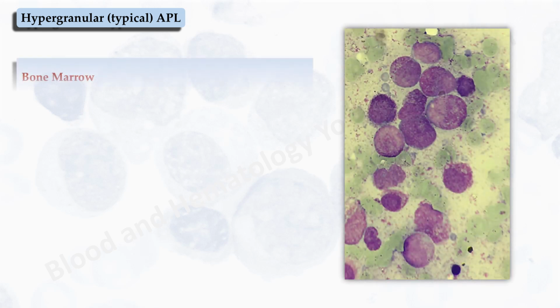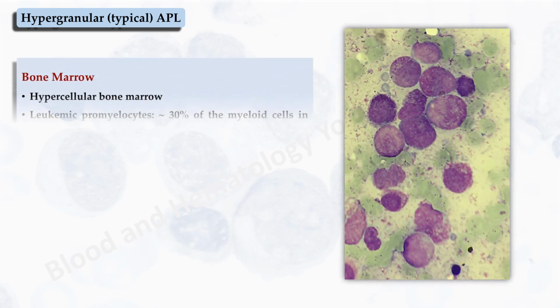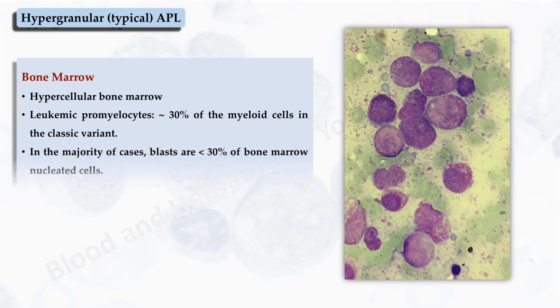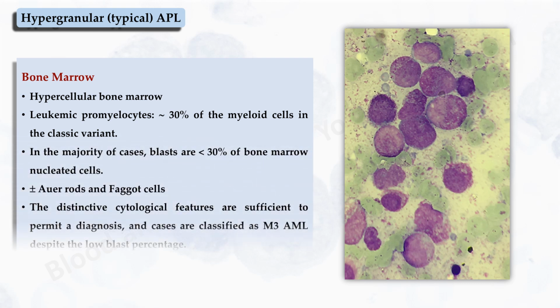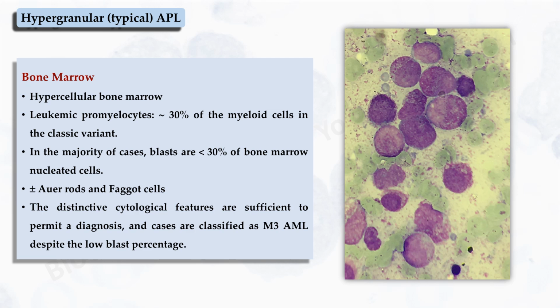The bone marrow is hypercellular, and leukemic promyelocytes account for about 30% of the myeloid cells in the classic variant. In the majority of cases, blasts are fewer than 30% of bone marrow nucleated cells. Auer rods and faggot cells are often present. The distinctive cytological features are sufficient to permit a diagnosis, and cases are classified as AML-M3 despite the low blast percentage.